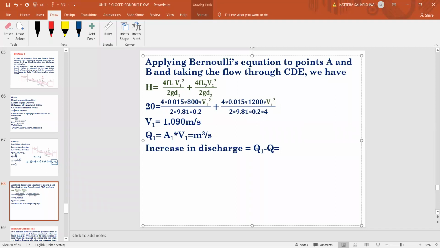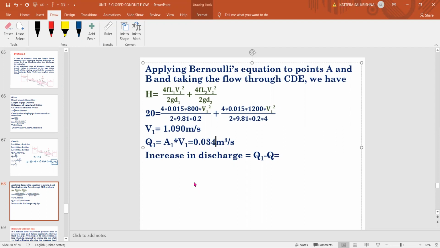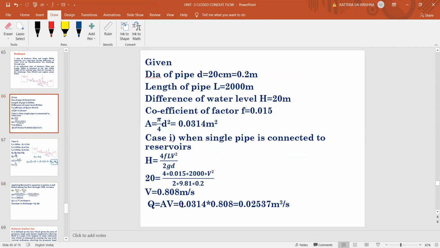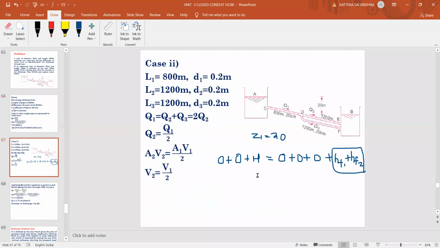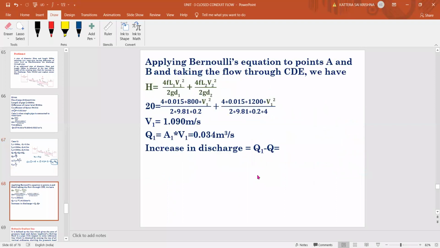Yes, tell me the discharge value. Q1 equal to 0.034, sir. 0.034 meter cube per second. Now, what was the discharge when we first calculated the Q value? That was 0.02537. We already know that when we keep a parallel pipe, the discharge will increase. That's why the Q1 value is a little more compared to the previous discharge Q.